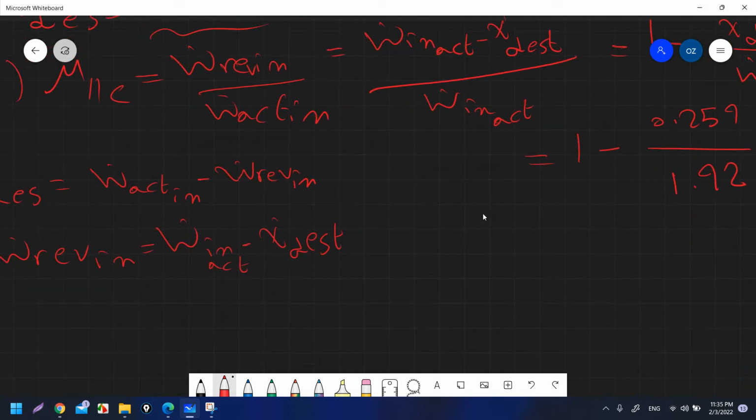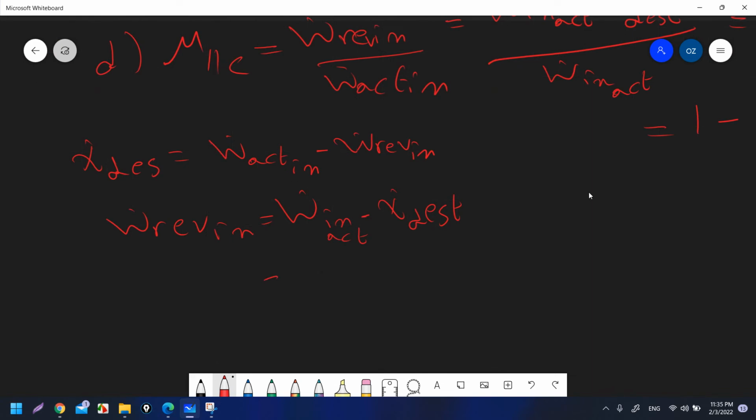And if you want to find the reversible work in as an additional requirement, the actual work in is 1.92, X destroyed is 0.259, and this will give you 1.661 kilowatts. And here is the last question, we finished the last question.